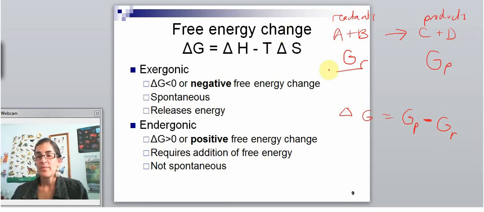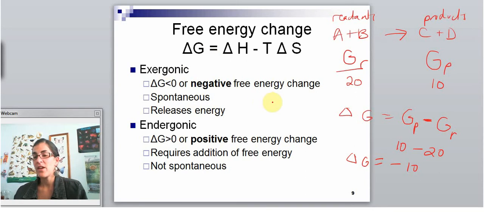So if a reaction is a spontaneous reaction, then it will have a negative free energy change. That means that the reactants had more energy than the products. So let me put some numbers in here, and this will hopefully make this a little simpler. So imagine that I had 20 units of energy in my reactants, and I have only 10 units of energy in my products. So I have more energy in my reactants, less energy in my products. If I use this equation, then I have 10 here minus 20. This would give me a free energy change of negative 10. And so this would be exergonic.